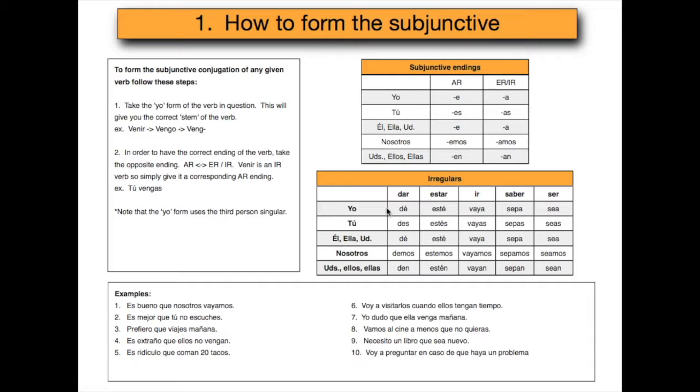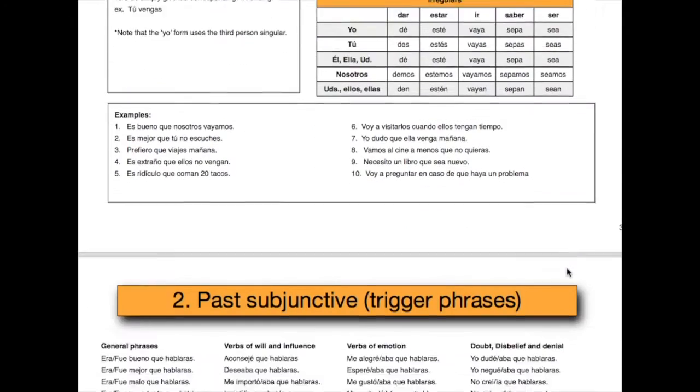Few irregulars to watch out for. We have the verbs dar, estar, ir, saber, and ser. They're irregular forms. We have dé, des, dé, demos, den, esté, estés, esté, estemos, estén, vaya, vayas, vaya, vayamos, vayan. Sepa, sepas, sepa, sepamos, sepan, sea, seas, sea, seamos, and sean. Alright, so that's basically how we form the subjunctive.